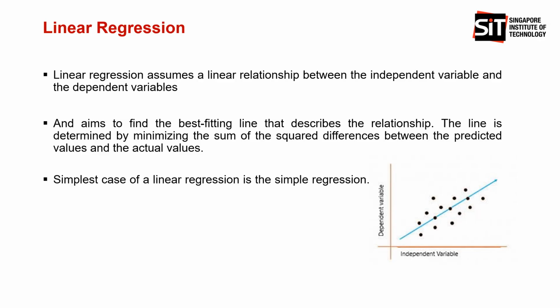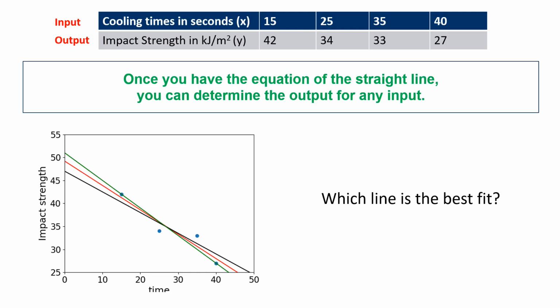The simplest case of linear regression is simple regression, where the model uses one input to predict one output. Going back to our example, it is a case of simple regression as we are using one input, time, to predict one output, the impact strength. This model is predictive as once we have the equation of the straight line, we can use it to predict the impact strength for other values of time.